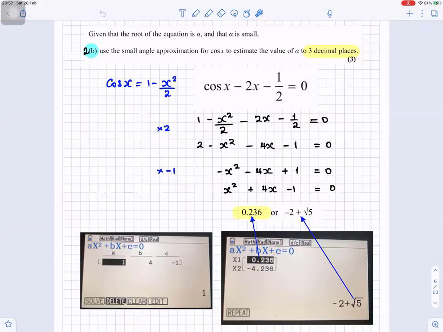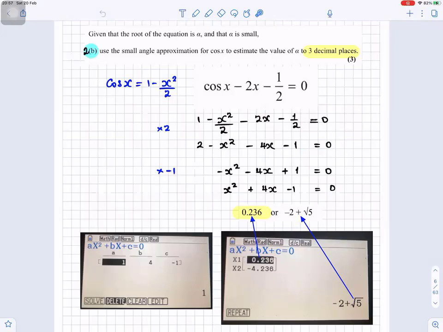Now you replace cos x with 1 minus x squared over 2. That comes from the formula book for small angle approximation. 2x stays the same, minus a half stays the same, 0 stays the same. Now, to get rid of the 2 in the denominator, you times everything by 2. So 2 times 1 will give you 2. 2 times this one will cross out with that 2. 2 times 2x will be 4x. 2 times a half would be 1.